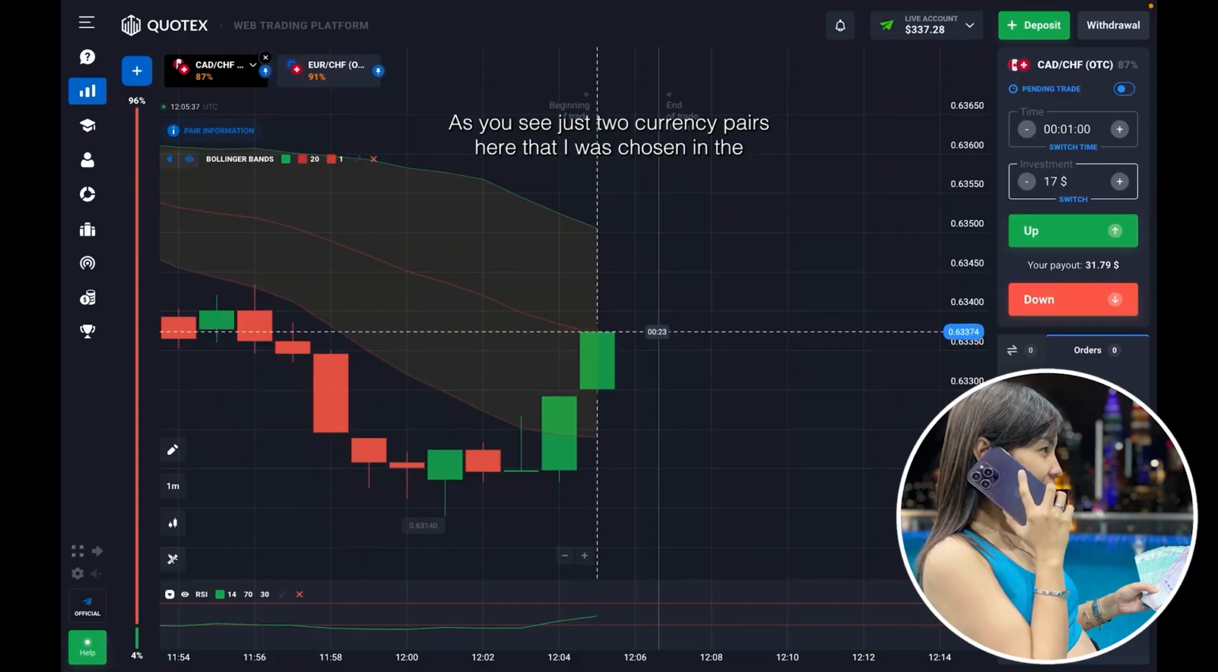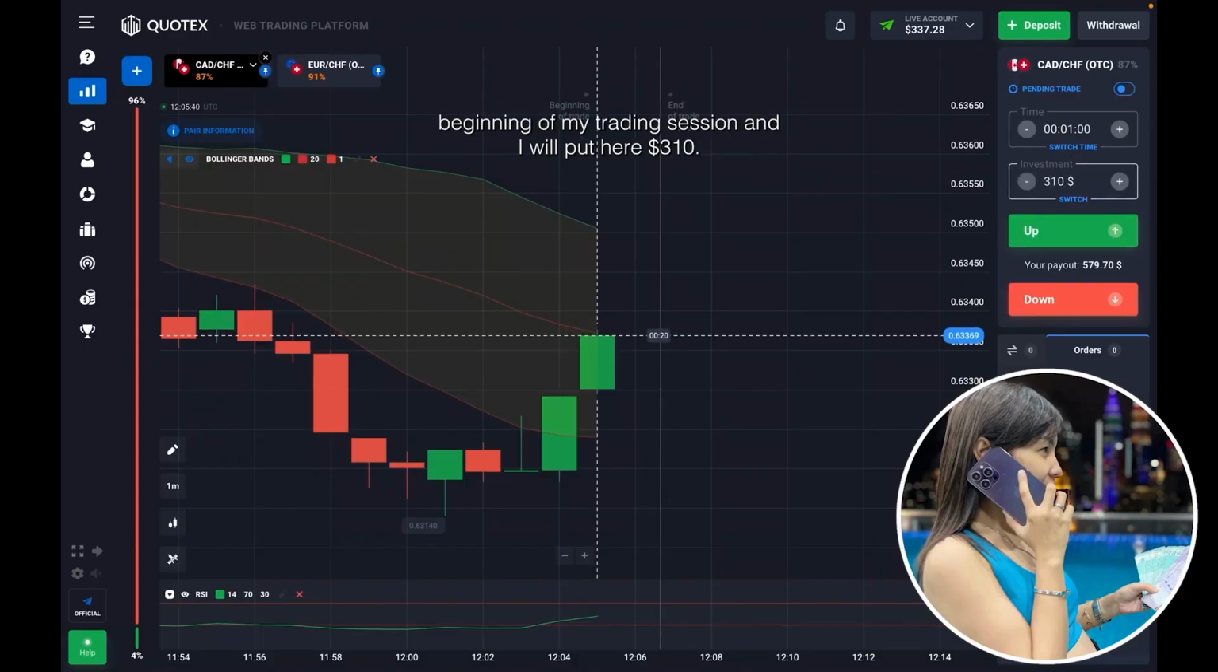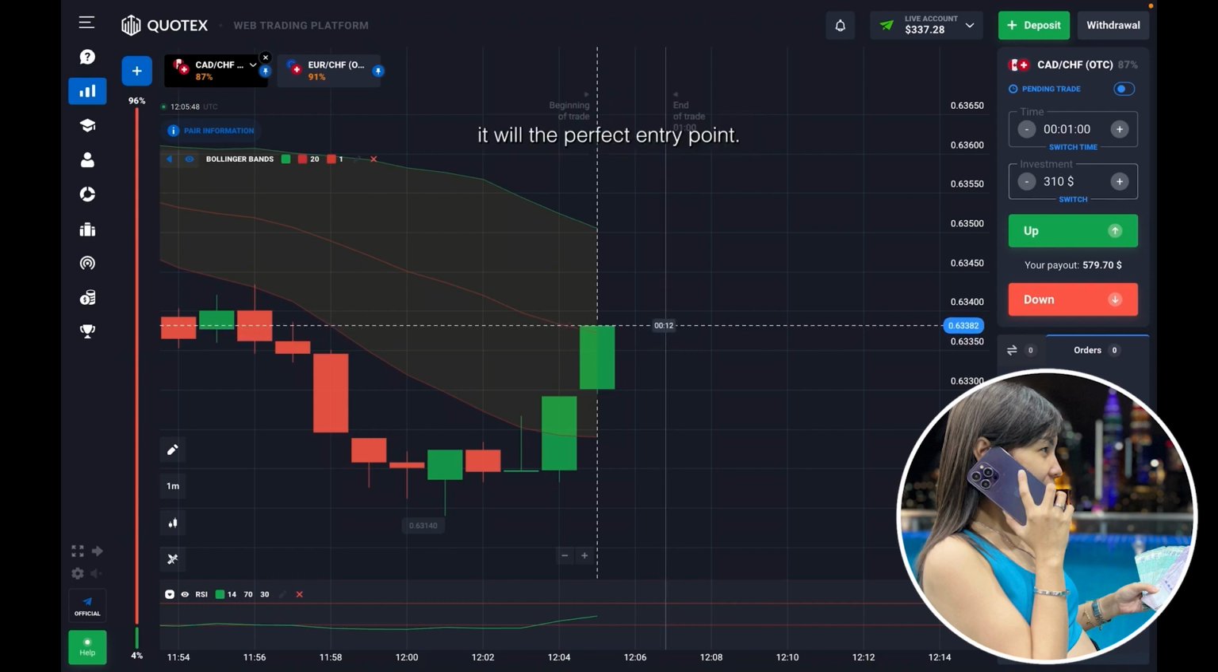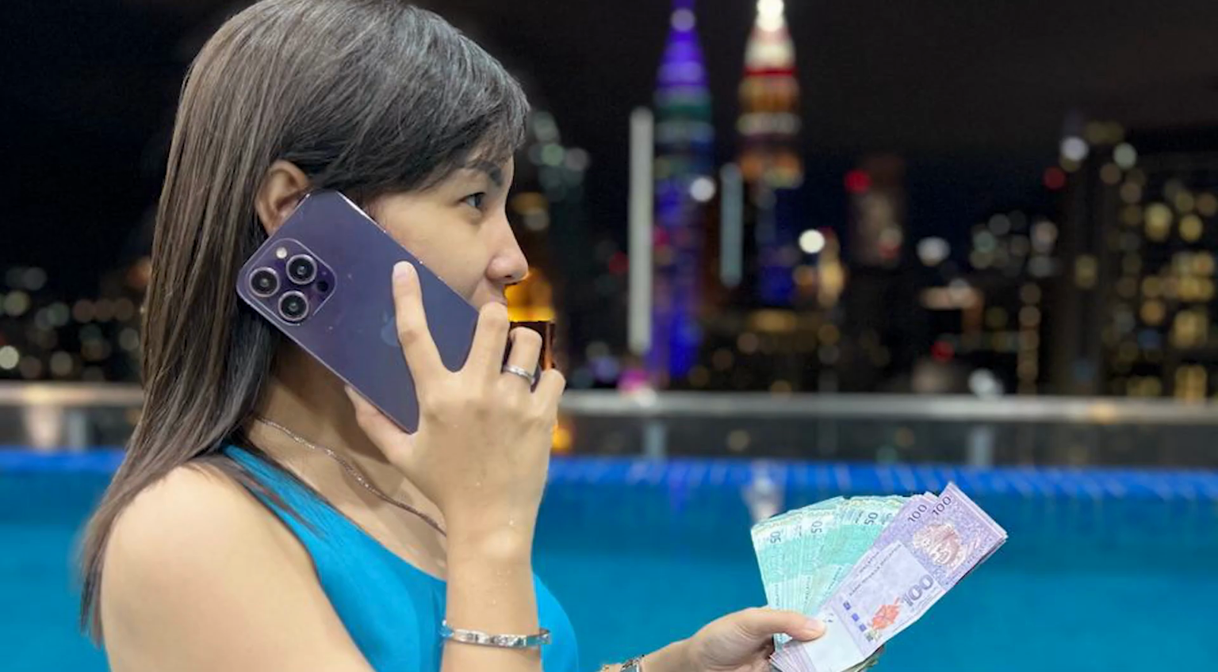So well, let me do one more trade here, and as you see, just two currency pairs that I was choosing in the beginning of my trading session. I'll put here $310. I'll trust my knowledge. I see that this is a nice moment, and yes, it will be a perfect entry point. So from this point, guys, be ready for call option right now.